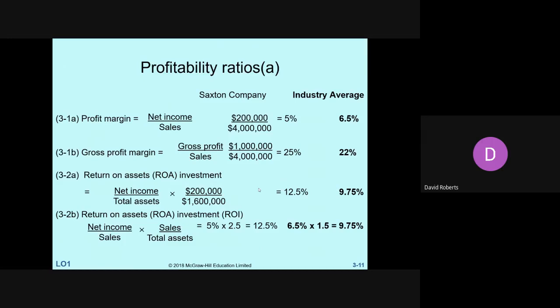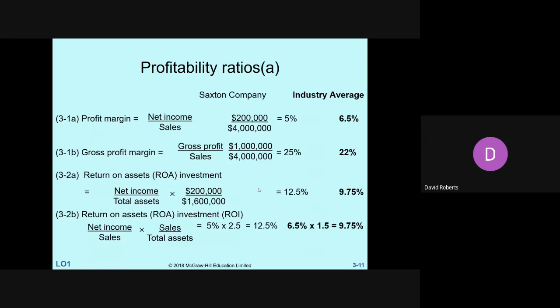Return on assets, you can see this company is doing well compared to industry. For every dollar of assets, they are able to generate net income of 12.5%, and the industry is at 9.75, so they're doing well in that regard.